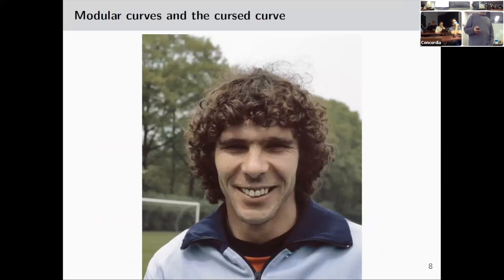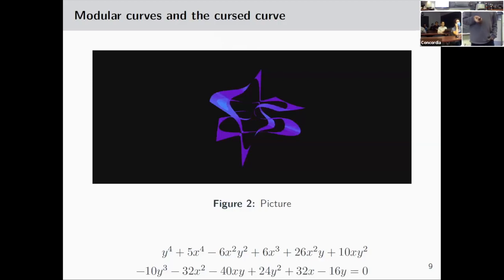So yeah, and that's actually coming. So this is slightly about the cursed curve. This guy is not a mathematician, he is a Dutch football player from the 70s, and he used to have a really vicious kind of penalty kick that would curl very much, and it used to be known as the cursed curve in Dutch.